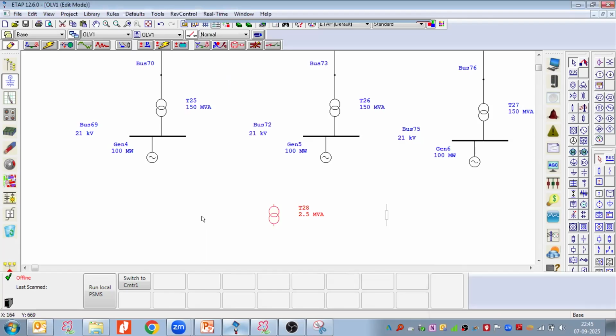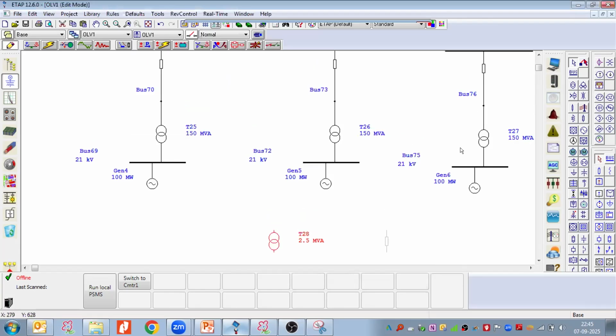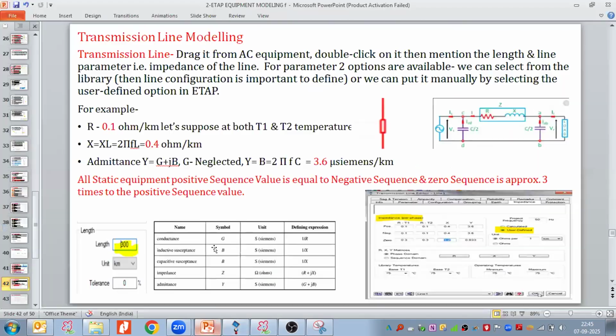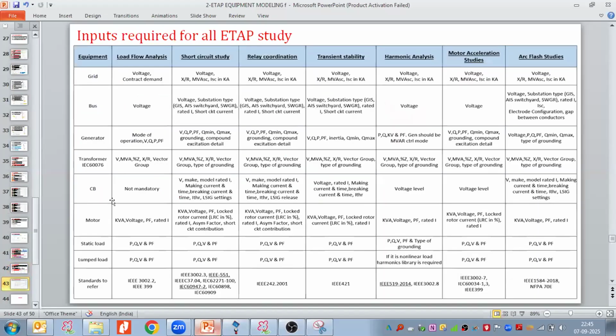Okay, so what I have done here: for the other equipment modeling, you have to drag and drop, and you need to enter the input required values. So I have prepared one list that you can refer to for all equipment modeling. If you see here, for the equipment over here, their name, and for load flow analysis, what inputs we have, V minimum required. For the short circuit analysis, what value, V minimum required.